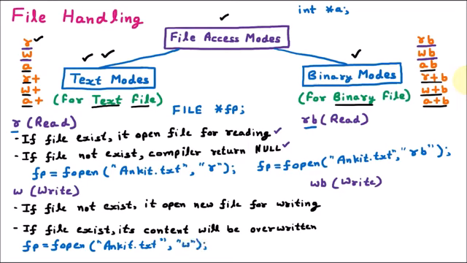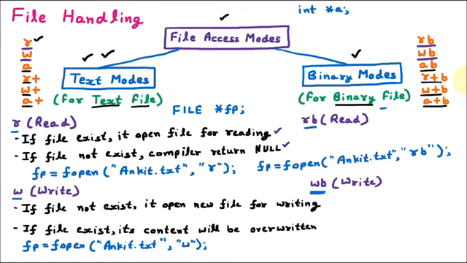Similarly, as we are dealing with the text file, there is also the binary file, and for the binary file we have wb. In the text file we have w for writing, and in the binary file we have wb. So wb stands for writing in binary. If the file does not exist, the file will be created, meaning a new file will be opened for writing. And if the file exists, then its content will be deleted and then new content will be added.